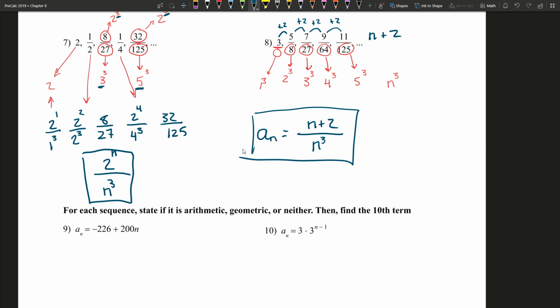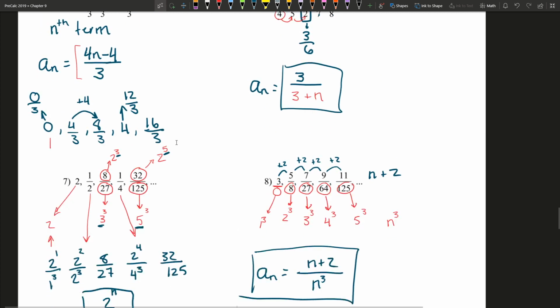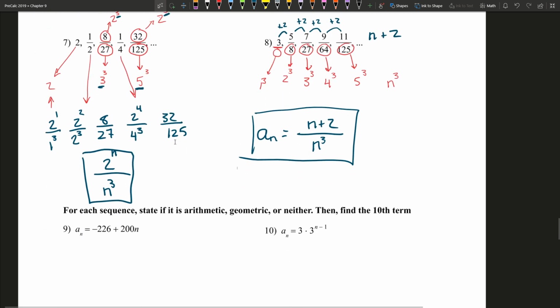So these middle 4 are probably the trickiest of the test, but as long as you take a step back, get a rule for the numerator, get a rule for the denominator, and then put those things together, it should work out.